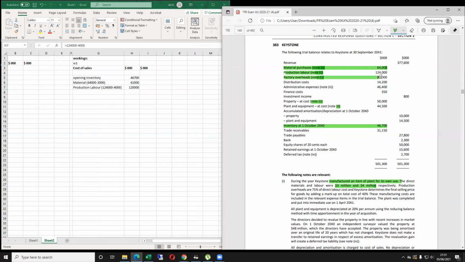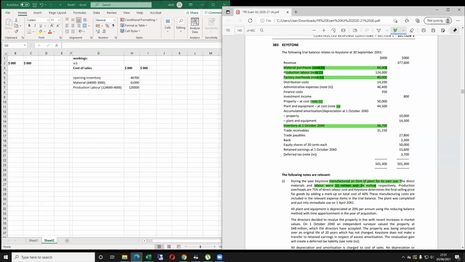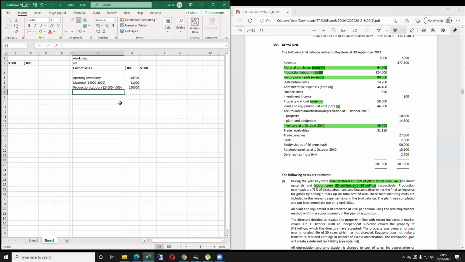So you see this factory overheads. It says the production overhead is 75% of the direct labor costs. Direct labor was 4 million, right? You can see this direct labor cost was 4 million, and he's saying that overhead was 75% of 4,000.